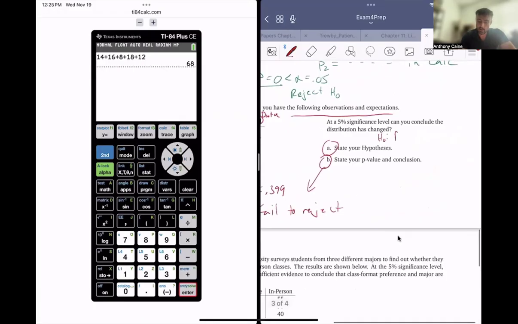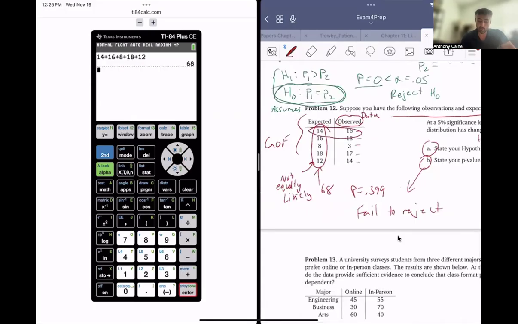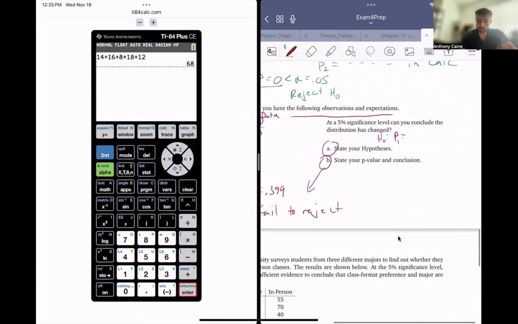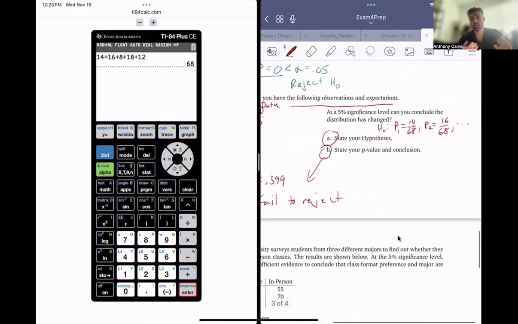I would say the default hypothesis, the null hypothesis, is that the probability that you're in this first row is 14 out of 68. The probability in the second row is 16 out of 68, and so on and so on. You would just list the expected proportions, the expected probabilities. And you say, that's my null hypothesis. That's what I expect to get.